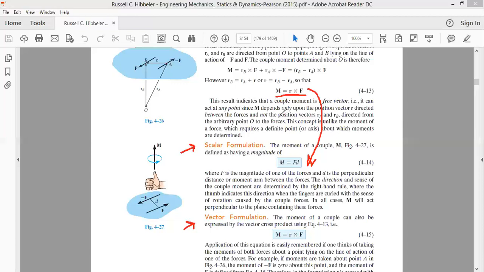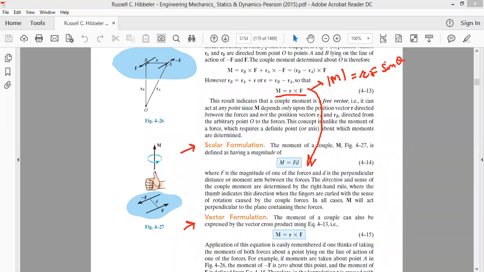As far as the scalar formulation is concerned, let's open up this R cross F. R is a vector, F is a vector, and the cross product of two vectors is a vector, in a direction perpendicular to the plane containing R and F. Now from this definition, let me calculate the magnitude of this moment. The magnitude of the moment will be magnitude of R, magnitude of F, and the sine of the smallest angle between R and F. Let me call that angle theta.